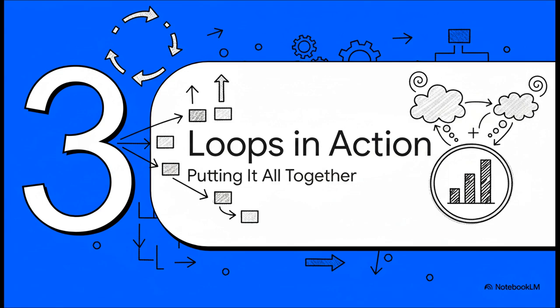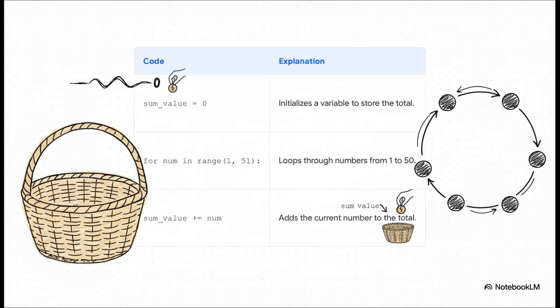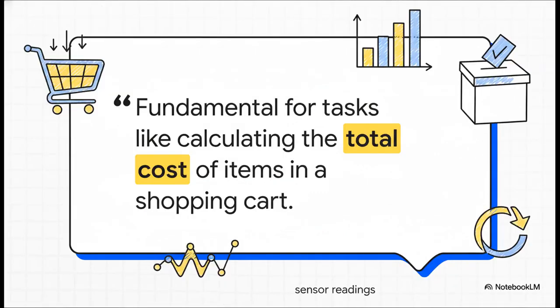Let's put it all together and solve a classic, really practical problem, calculating a running total. The recipe for this is almost always the same. First, you need an empty basket to hold your total. That's our sum_value variable, which we start at 0. Then, we set up our for loop to generate all the numbers from 1 to 50. And inside the loop, for every number it generates, we just add it to our basket. That += is just a slick programmer shortcut for saying sum_value = the old sum_value plus the new num. And seriously, once you see this pattern, you'll start noticing it everywhere.